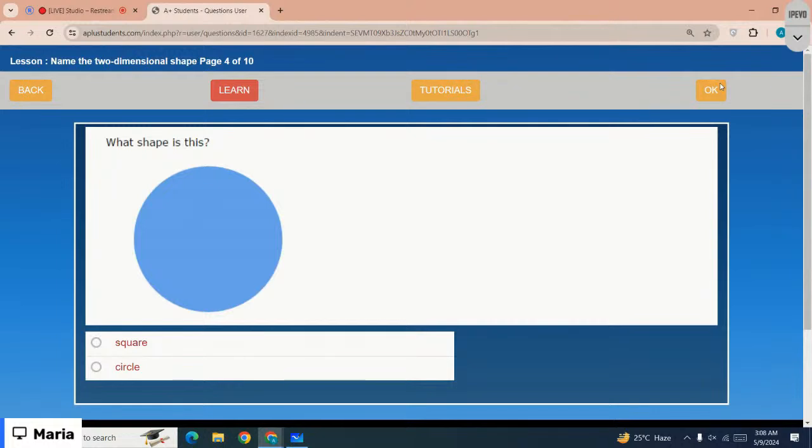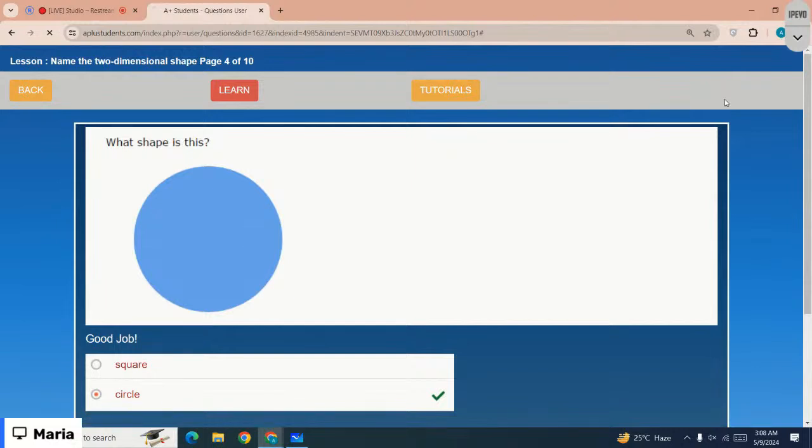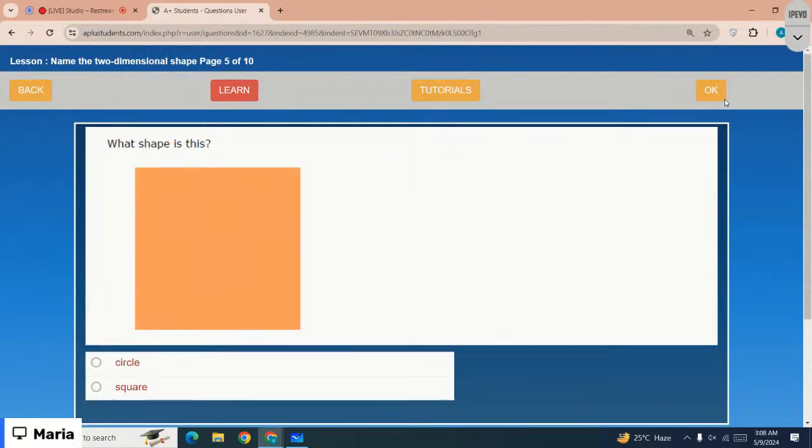Yes, circle it is. The correct option is circle. That's a round shape, so that must be a circle. What shape is this? Circle, square, which is the correct option? That is a four-sided shape with all the lengths equal, right? So the correct option is square.